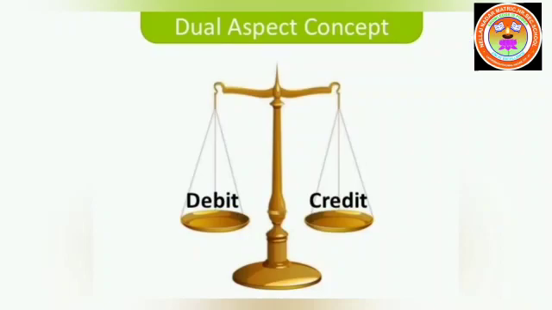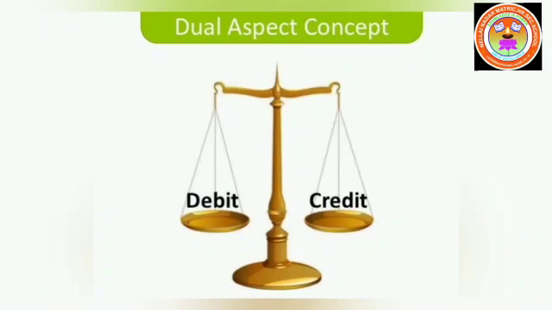Dual aspect concept. This concept is the core of double entry bookkeeping. Every transaction or event has two aspects. First one, increase in capital and increase in asset. For example, we can say commenced business with cash of rupees 1 lakh. Next, decrease in liability and decrease in asset. For example, paid creditors.